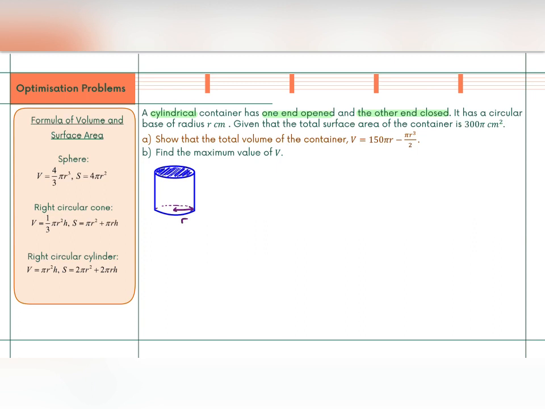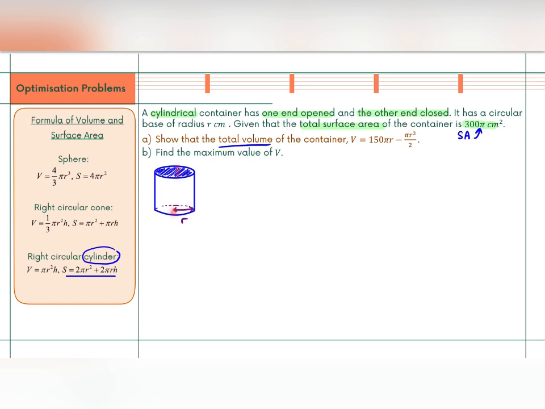So, given that the total surface area of the container is 300 pi centimeter squared. Okay, so dia dah bagi surface area. So the first part is show that the volume of the container is this equation. Okay, so dekat sini kita akan keluarkan information yang diberi, which is total surface area. So dekat sini dia dah bagi surface area adalah 300 pi dan dia perlukan volume. Okay, so kita tengok cylindrical container dekat sini. This is the equation for surface area. Tetapi ini adalah equation untuk dua-dua part ini tertutup.